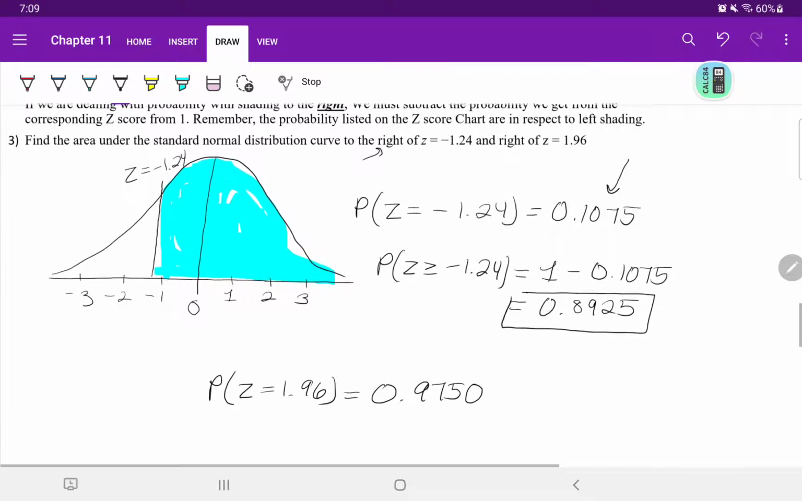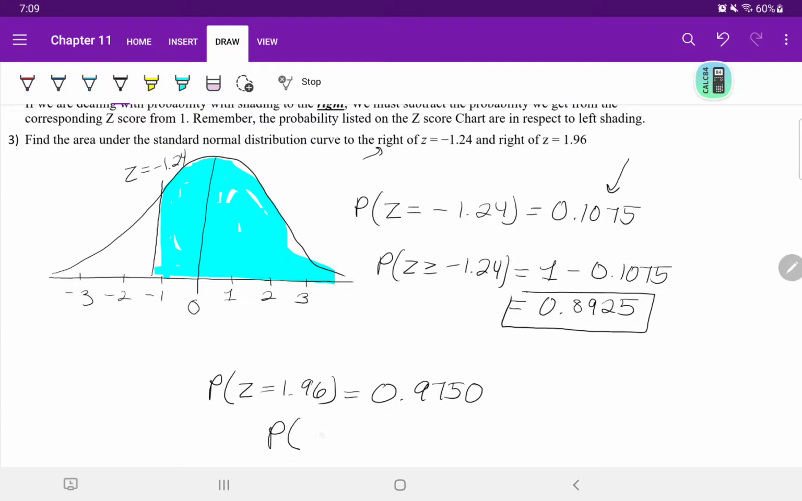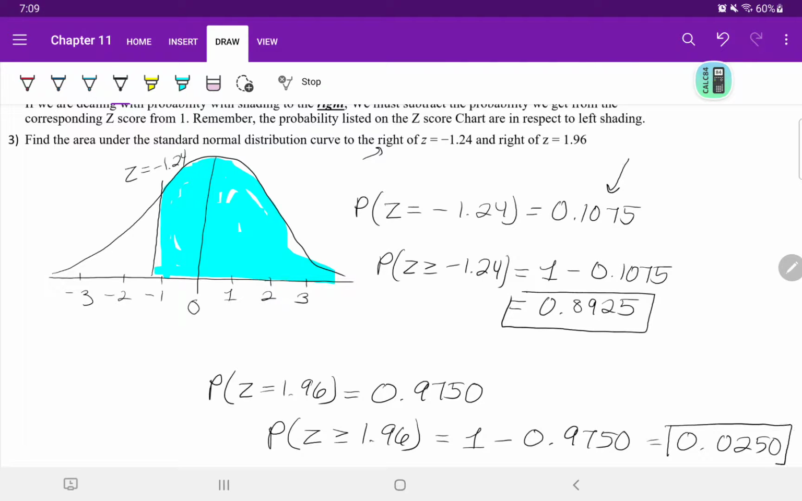Because it is shaded to the right, you must subtract that probability from 1. So that's going to equal 1 minus 0.9750, which equals 0.0250, if you calculate that in a calculator. And that is the answer to the question.